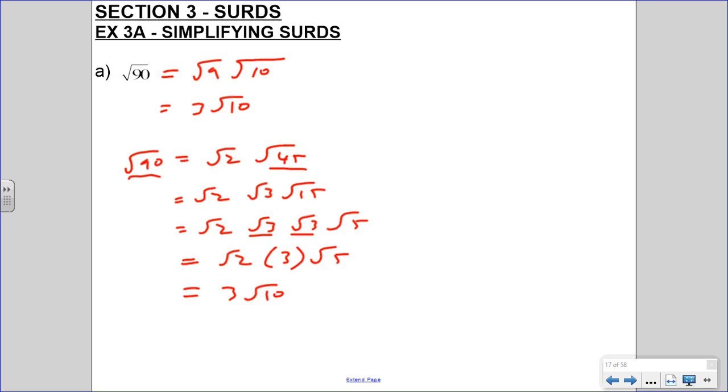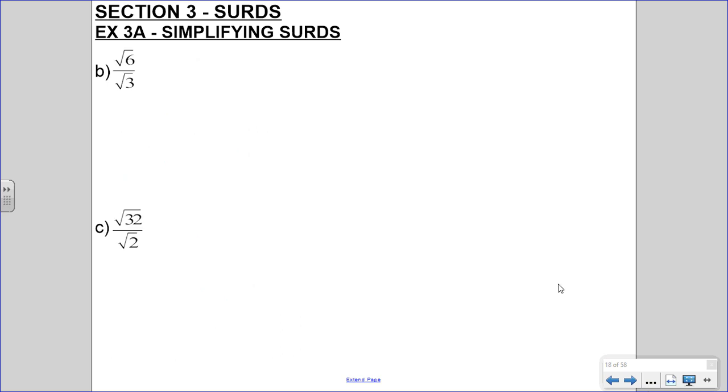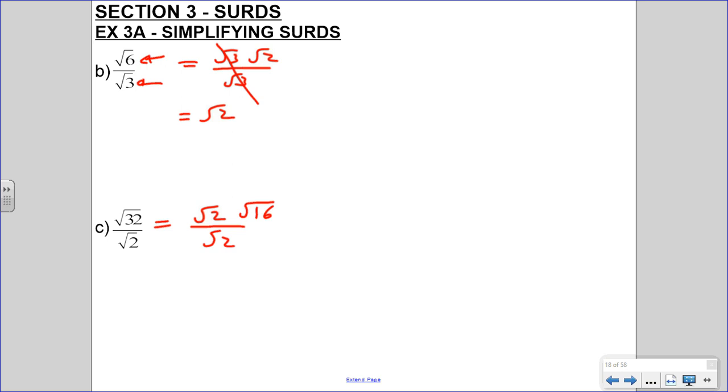So when you've got the case of fractions, the first thing you want to do when you're doing a surd over a surd is just to see whether the denominator is the same as a factor of the numerator. So root 6 you know is the same as root 3 times root 2. So actually those root 3's just cancel immediately. So you're just left with root 2. This time, again, root 32, is the denominator a factor of the numerator? Yes, because this is root 2 times root 16. And your root 2's then cancel, and root 16 is 4.